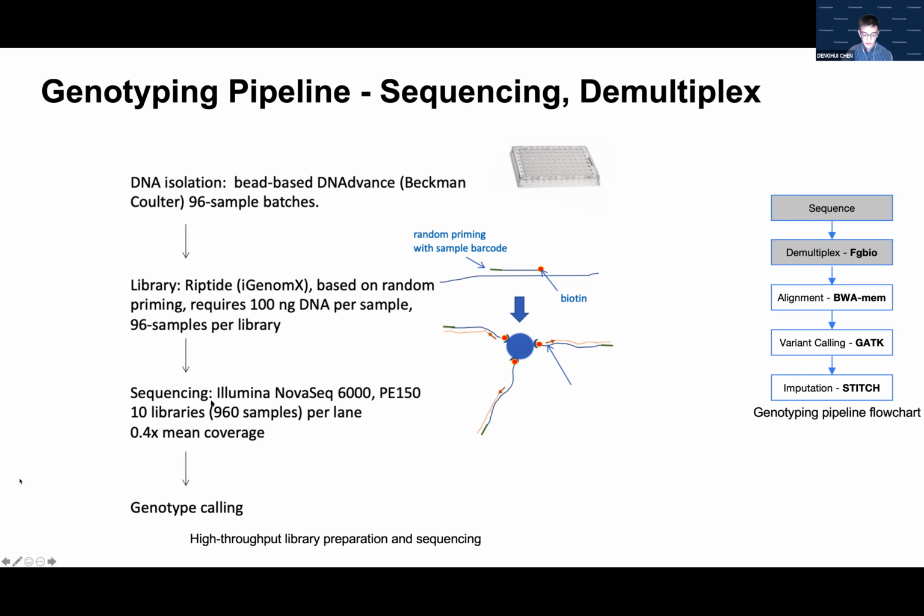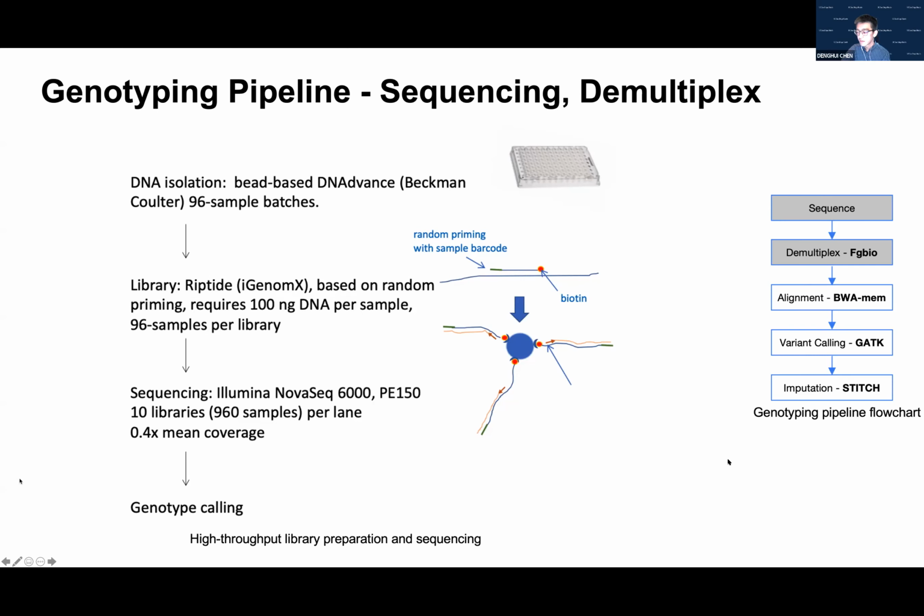For the sequencing process, we do 10 libraries per lane, so per lane we do 960 animals. It's really high throughput, and we get a 0.4 mean coverage for the WGS. The software that we use for demultiplexing is called FG Bio, which was developed by the company that developed the Riptide library preparation.